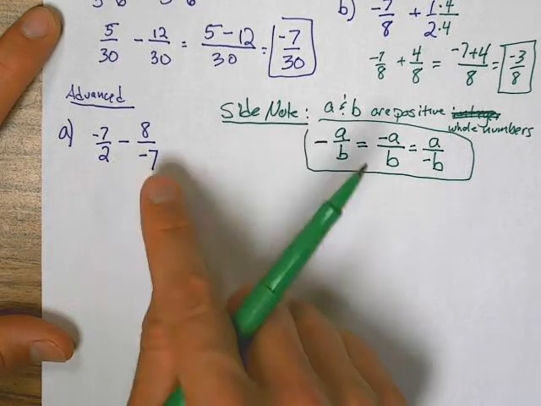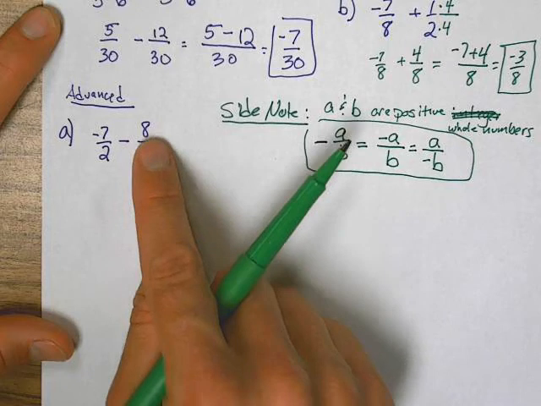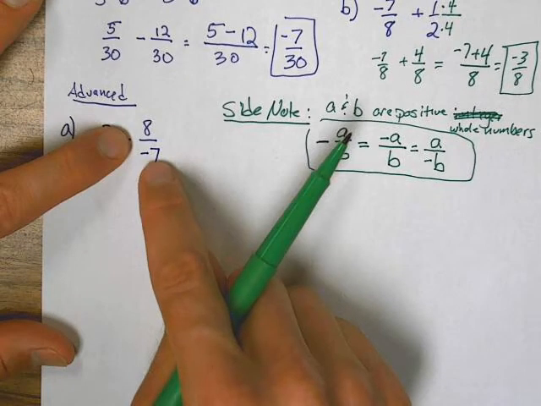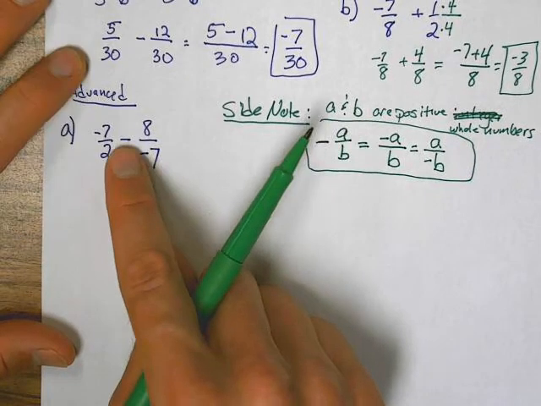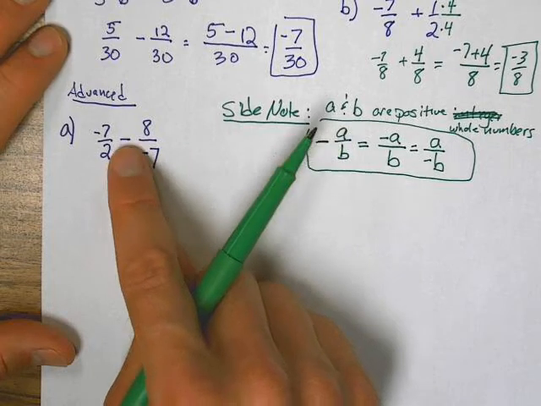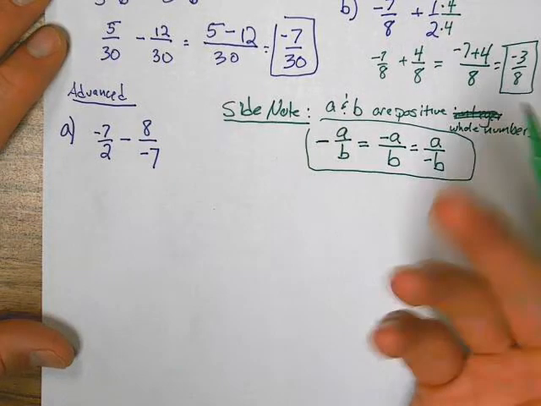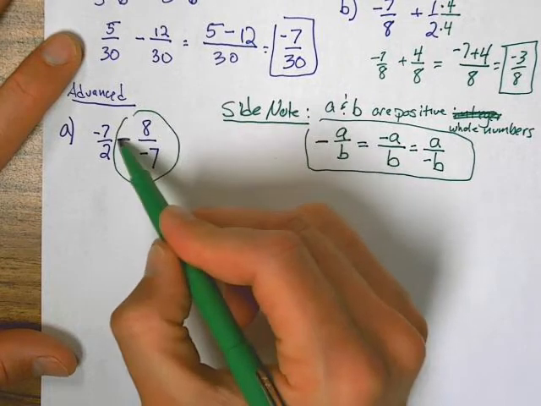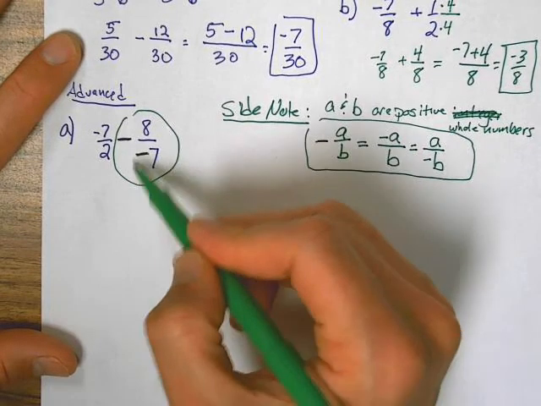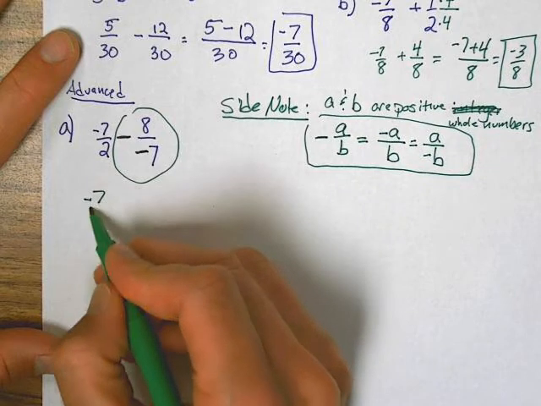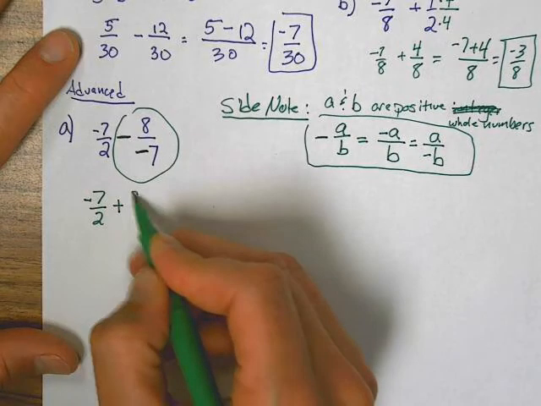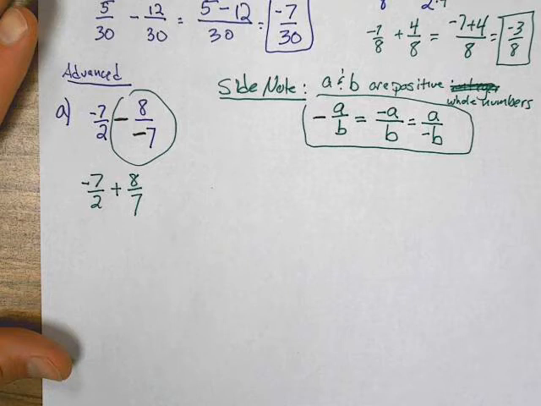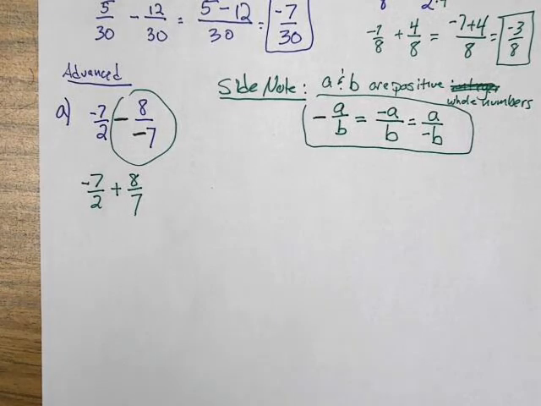And I'm subtracting another negative fraction because I have 8 over negative 7. Now, you may remember that when you subtract a negative, that's the same as addition. So the first thing I would notice is that when I'm subtracting a negative, that's really going to be a positive. So I'm going to have negative 7 halves plus 8 sevenths. That's the first thing I would do to make this a lot easier to work with.